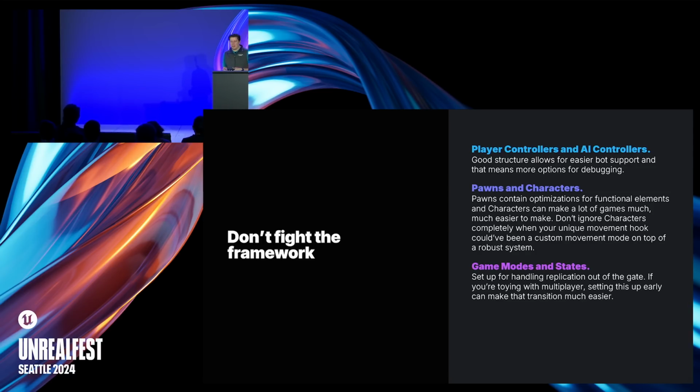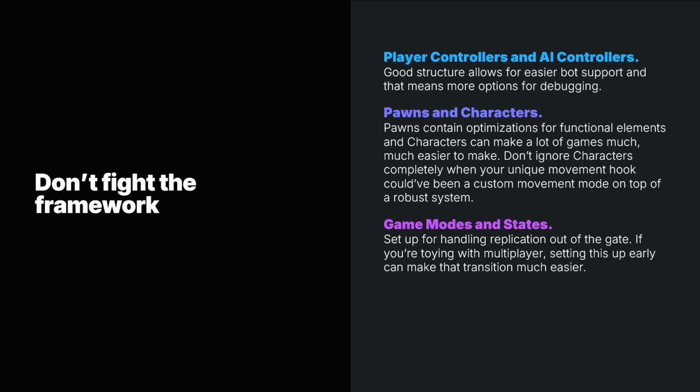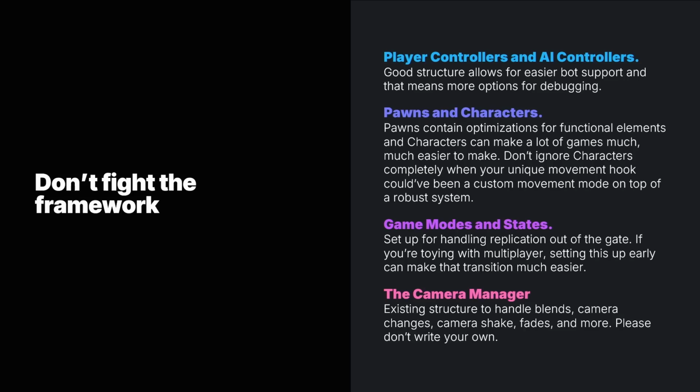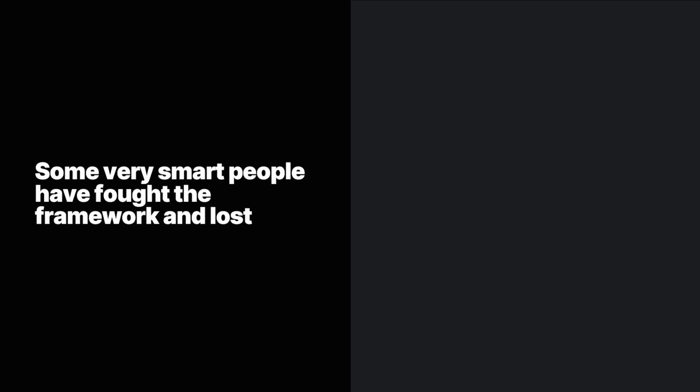Game modes and game states are set up for handling replication out of the gate, and if you're toying with multiplayer, maybe setting that up and using the framework approach early is a good move, not necessarily rolling your own singleton for handling that, but instead rolling with what we've got. And finally, the camera manager: there's an entire structure in there for handling blends and camera changes, and 5.5 introduces an even cooler update to that, which is very good. I'm not going to go into it because that'd be an entire other hour's talk, but I've seen some really, really, really smart people fight the framework and lose.